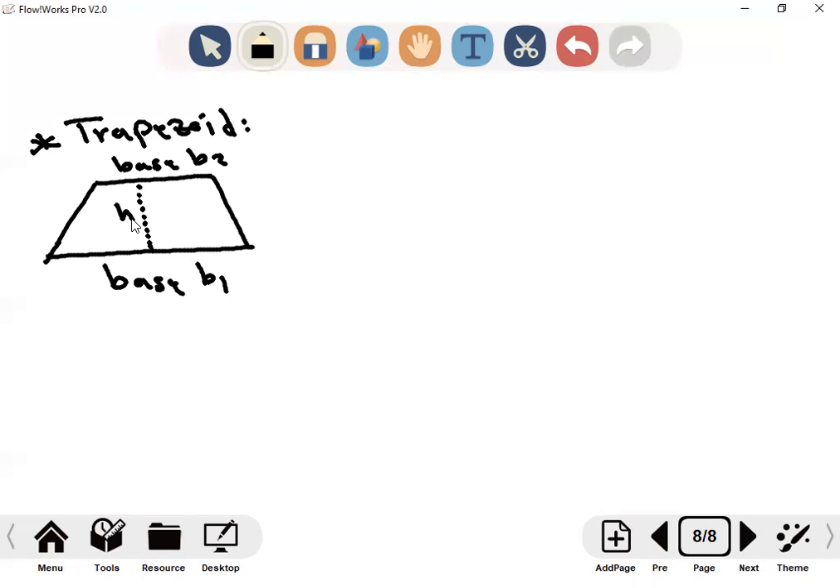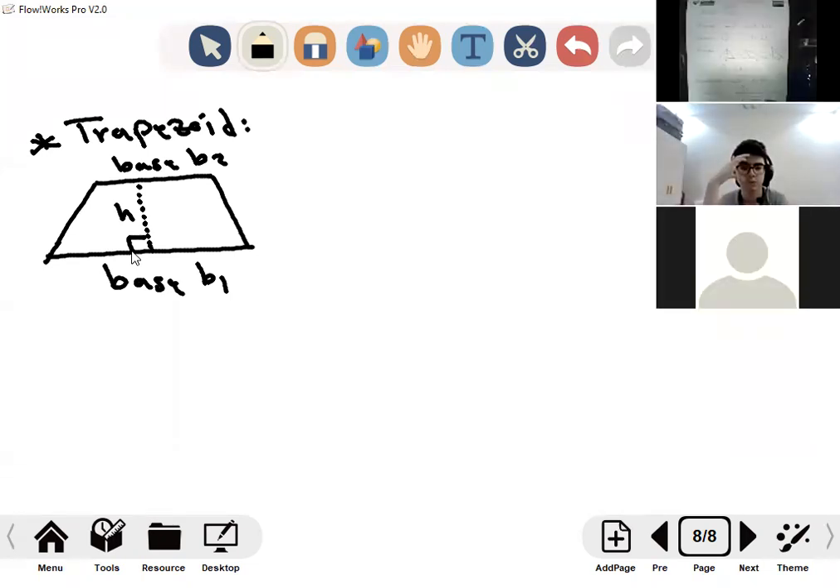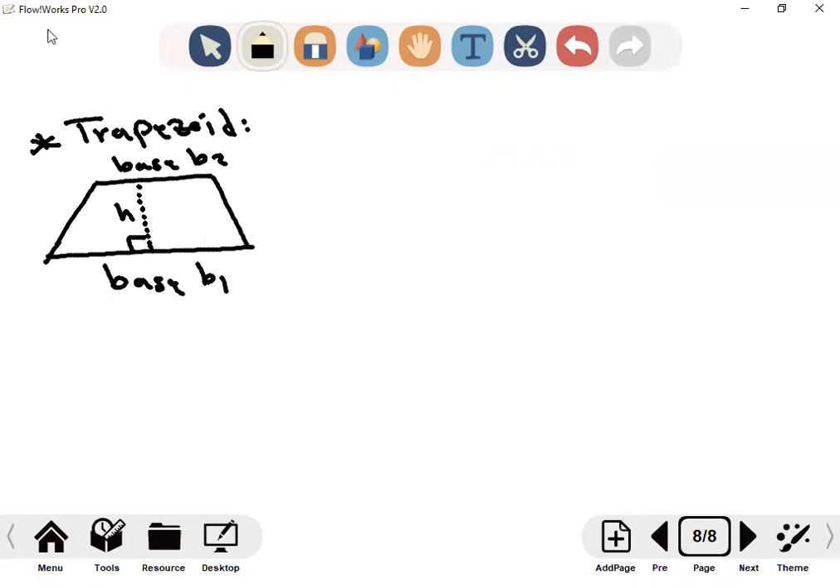And how do we know the height? It has a special thing always. The height has a right angle down and up. So to find the height, always search for the right angle. Close your cameras, please. Thank you. What can we find for the trapezoid, guys?